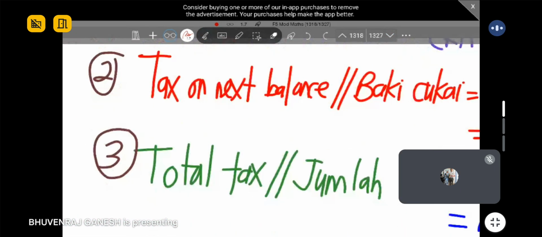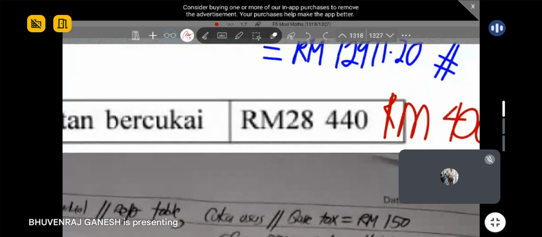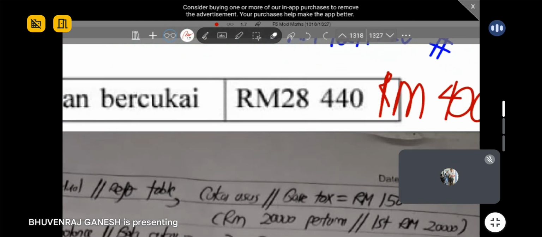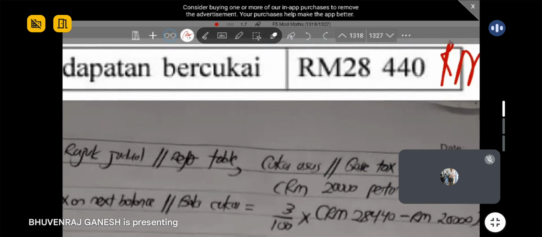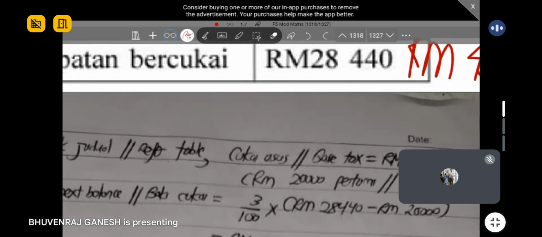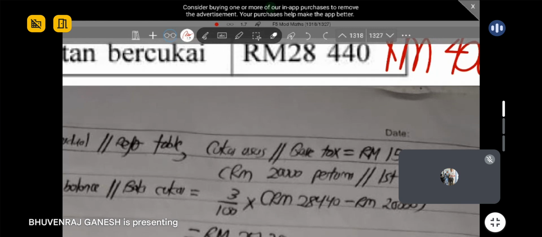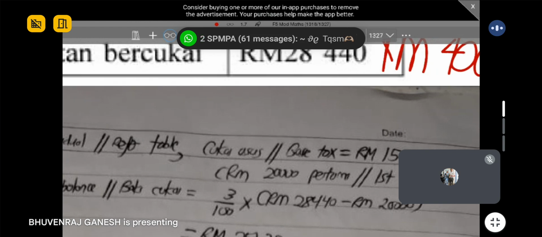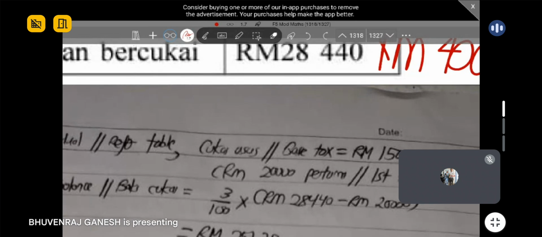Okay, so for this one, right, you can refer to table. So first step is you refer table. So you will get the base tax is RM 150. Okay, cukai, what is it? Cukai asas 150. Okay, so then second step, you find the tax on the next balance, baki cukai. Okay, so how to find? You use the percentage, guna peratusan yang diberi, which is 3%. Okay, then you times with chargeable income minus the value you see in the table. Okay, kamu ambil 3% kali dengan pendapatan bercukai tolak nilai dalam jadual. Berapa RM pertama mereka akan nyatakan.